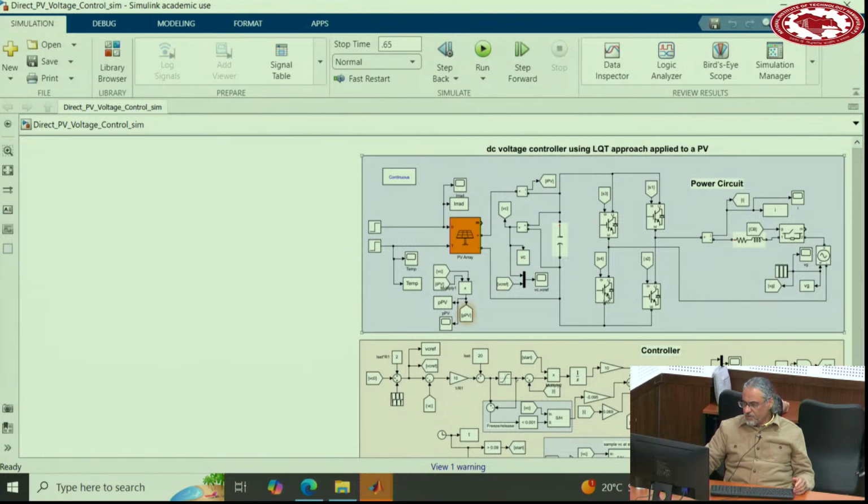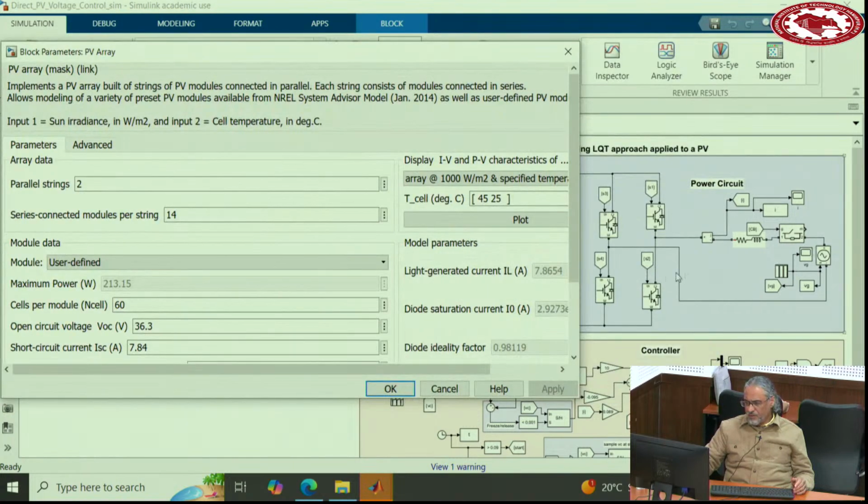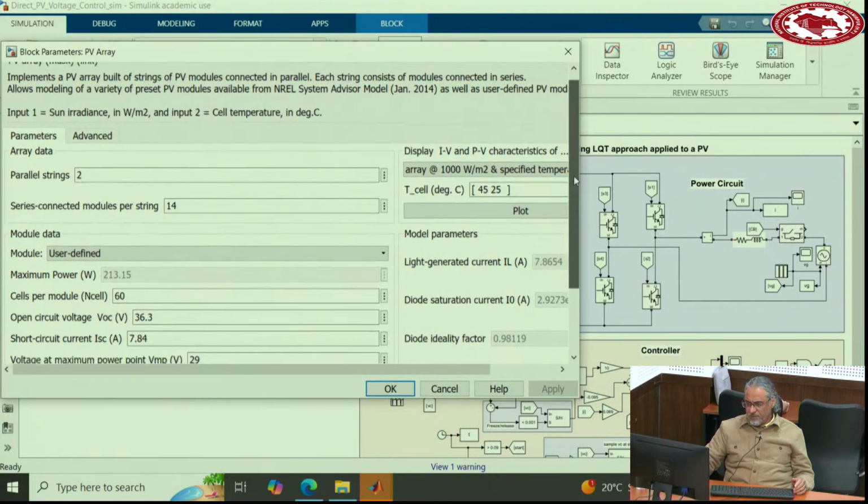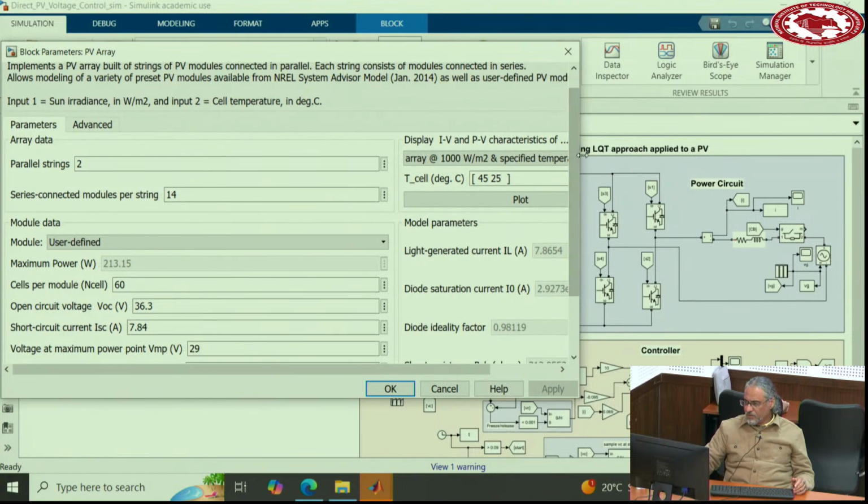So this is the scenario here. We have a PV array here, and we have a capacitor. We have a full bridge converter, and one inductance here connected to the grid. And this shows the PV array that I told you.